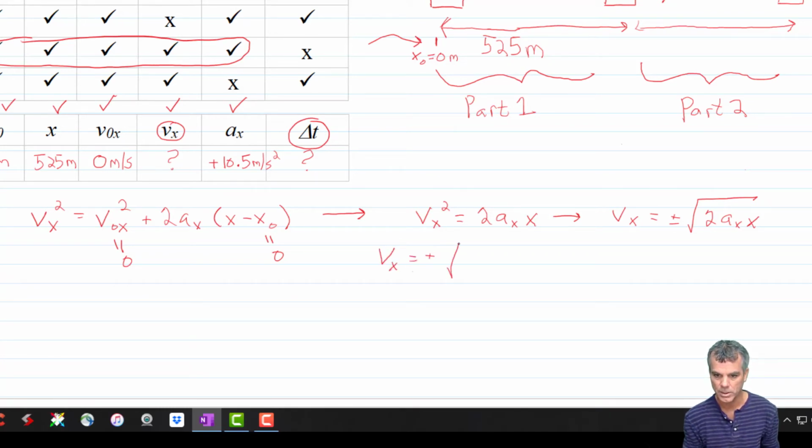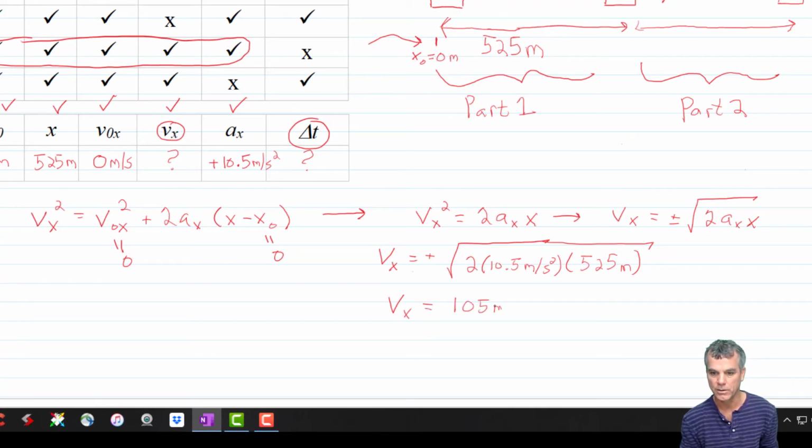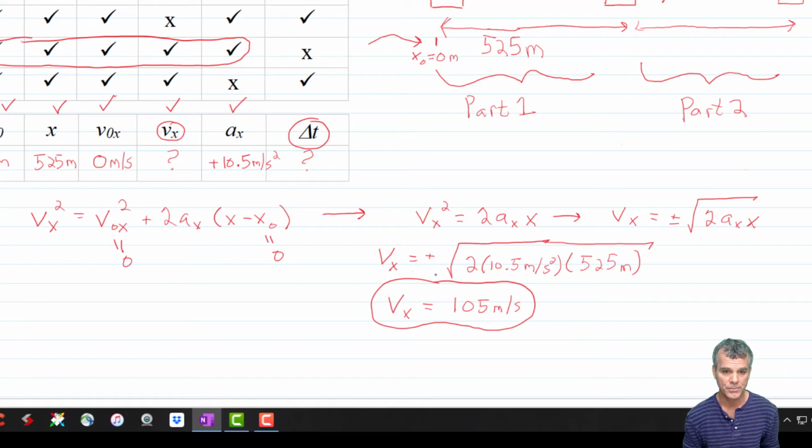So my velocity then is plus the square root of 2 times 10.5 meters per second squared times 525 meters. Plug that into your calculator, and what you're going to get is your final velocity is 105 meters per second. Pretty fast, over 200 miles an hour, but speedboats can definitely reach that speed. So now we know our final velocity is 105 meters per second.